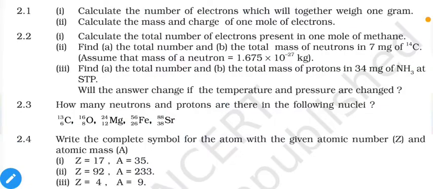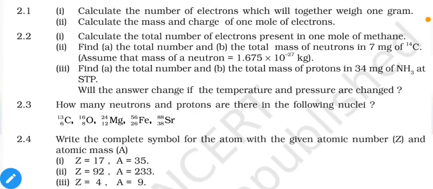Okay, so now you have the total number of neutrons, and now we have to find the total mass of neutrons. So multiply the number of neutrons with the mass of a neutron as mentioned here. Okay, so we have the number of neutrons, multiply it with 1.675 into 10 raised to minus 27 kilograms, and you will find the total mass of neutrons in 7 mg of C14.